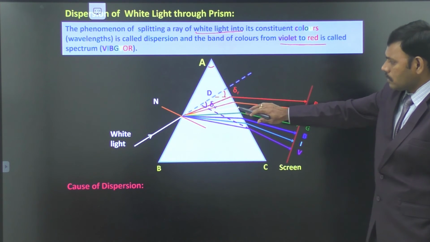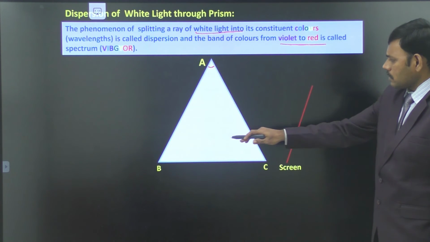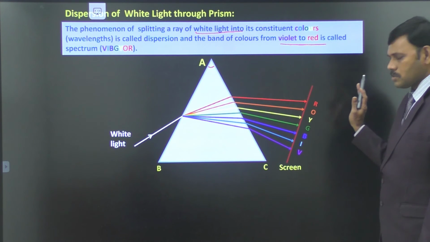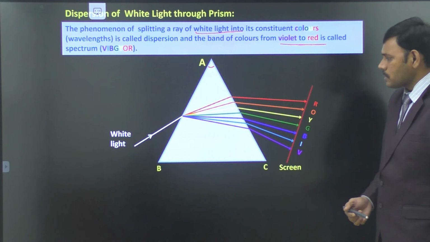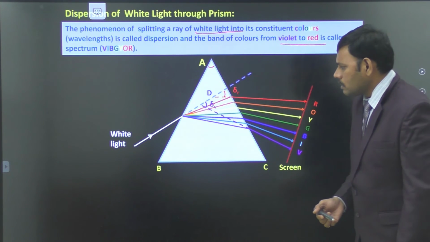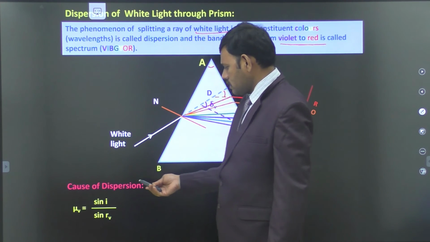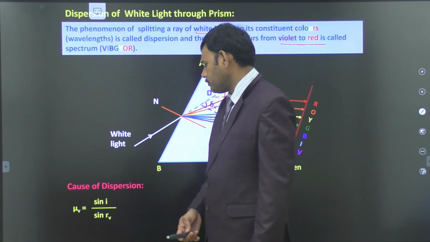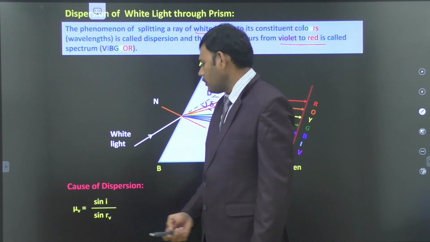That's what we observe. In this animation, once again you may observe the dispersion. First we send the white light and it divides into 7 colors. This animation shows the phenomena of dispersion. Now we would like to know the cause of dispersion. Here the refractive index is given by Snell's law, sin i by sin r. i is the angle of incidence, r is the angle of refraction.